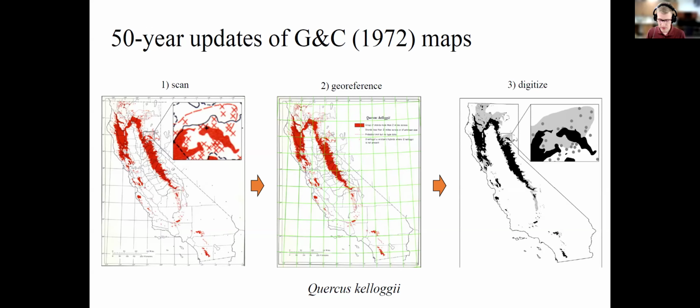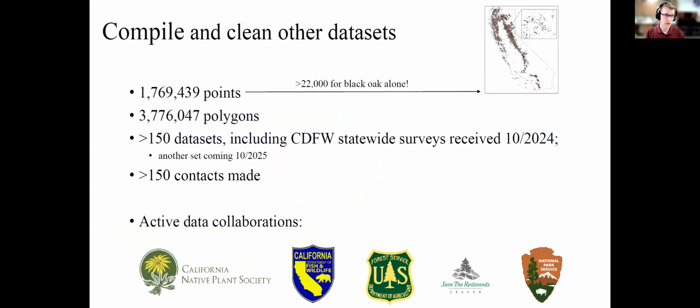So we scanned, georeferenced, and digitized this. And actually, our amazing team of undergraduates did most of that work. This is an old slide. We've since collected more data. We've compiled over 6 million records beyond just the Griffin and Critchfield map. So it's the largest data set of tree species distribution ever compiled in the state of California. We have a lot of amazing partners. We actually have over 100 collaborators between agencies and private research individuals that have contributed to this. So it's a big, big effort.